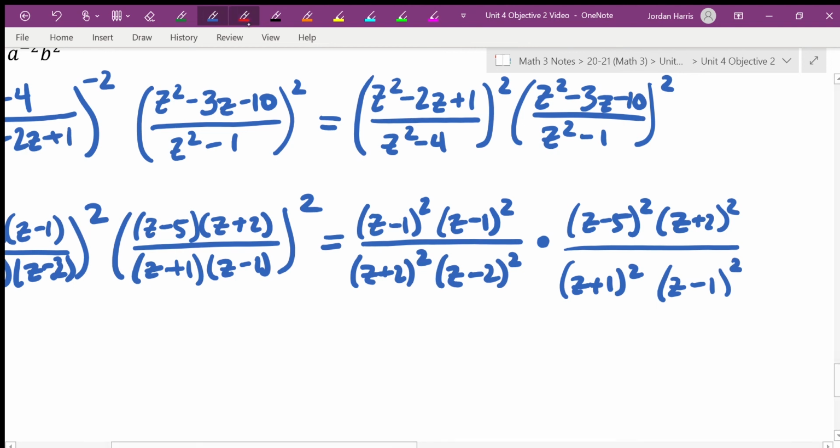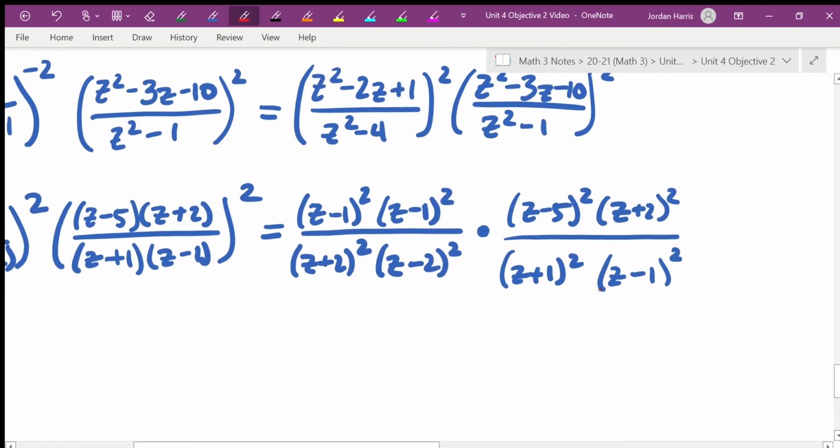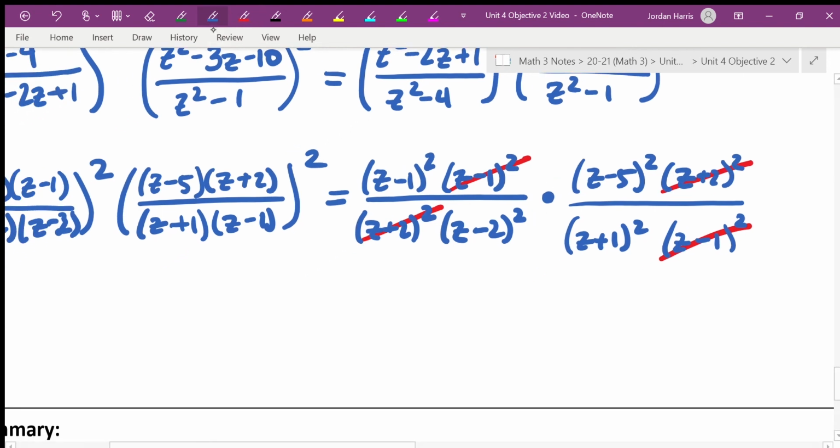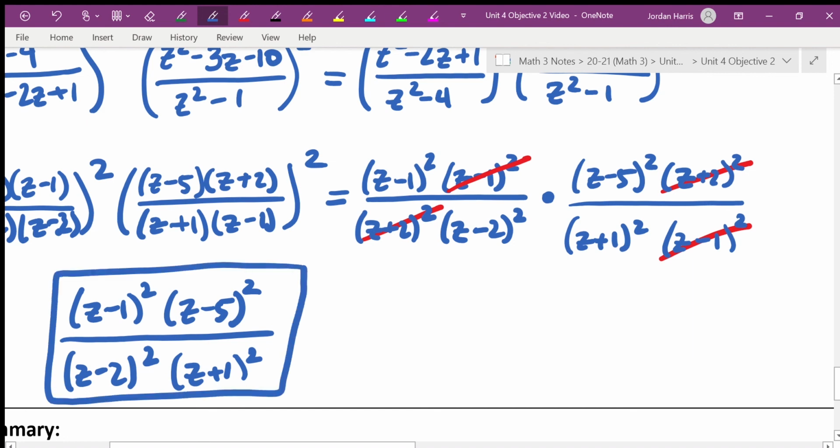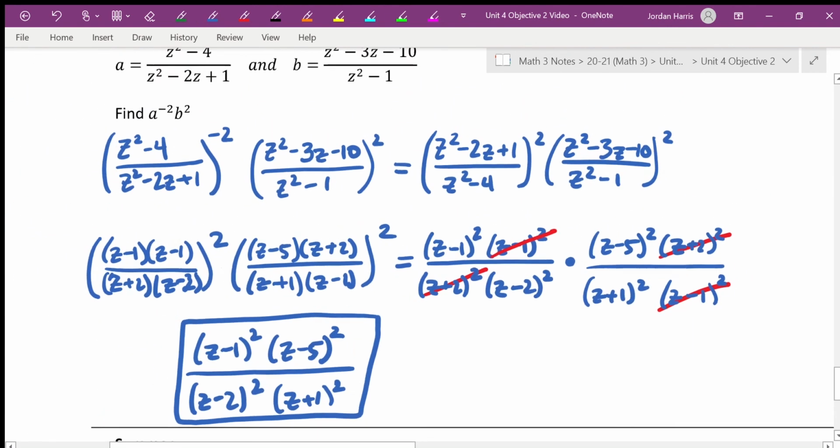Okay, and then we look, anything on the top that matches simplifies. So one of those simplifies, one of these simplifies, and that's it. So what am I left with? I have a z minus 1 squared, a z minus 5 squared, that's on top, over z minus 2 squared, z plus 1 squared. Don't multiply out. Just leave it in factored form. And there we have it.